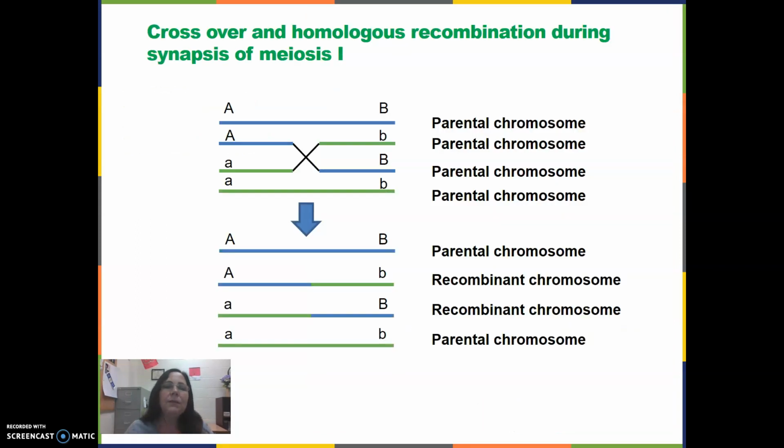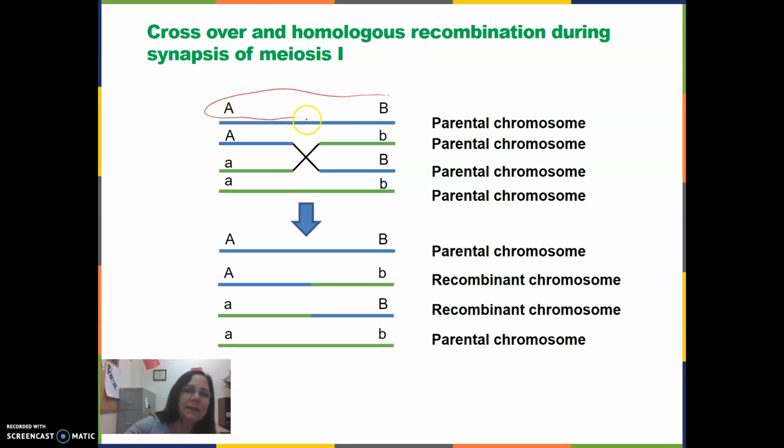So the frequency of crossing over helps us to understand where the genes are located on the chromosomes. On this slide, it shows crossover and homologous recombination during synapsis of meiosis 1. We're looking at 2 traits, the A trait and the B trait, and we're noticing that on the original blue chromosome, there's big A, big B.